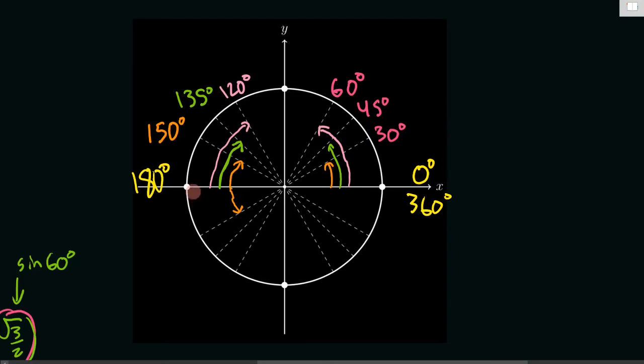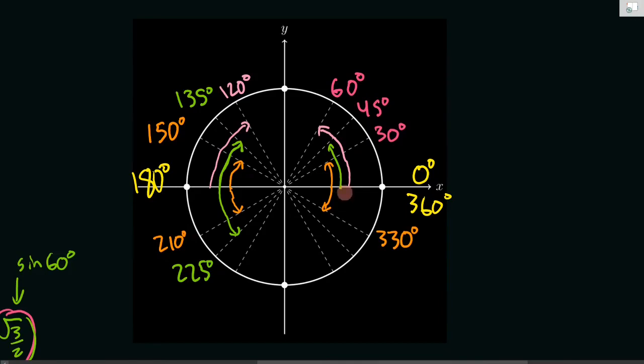So this is 180 plus 30 degrees, which is 210. This one here, we're going to do back from 360. So this is 30 degrees back from 360. This is 330 degrees. In the third quadrant, our 45-degree angle is past 180. So 180 plus 45 is 225 degrees.